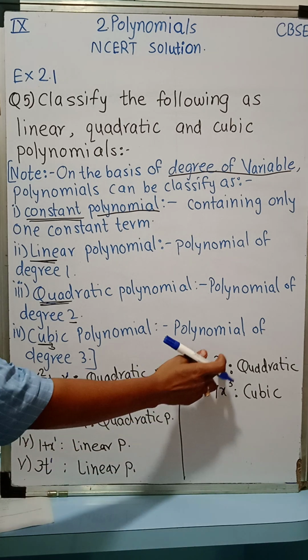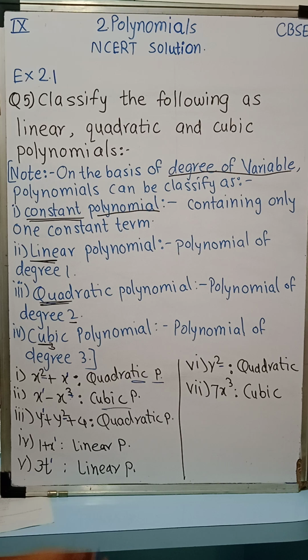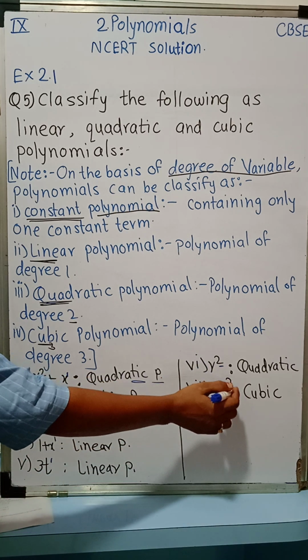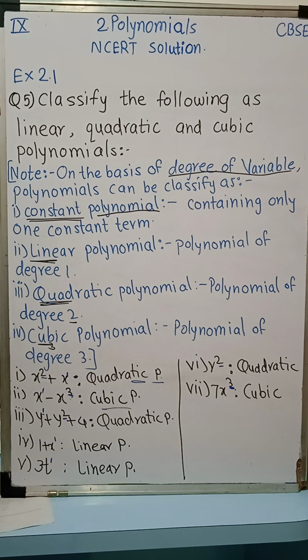Next is r square, power is 2, therefore it is called a quadratic polynomial. And the last, 7x raised to 3, the highest power is 3, therefore it is called a cubic polynomial. With this question we have finished Exercise 2.1.